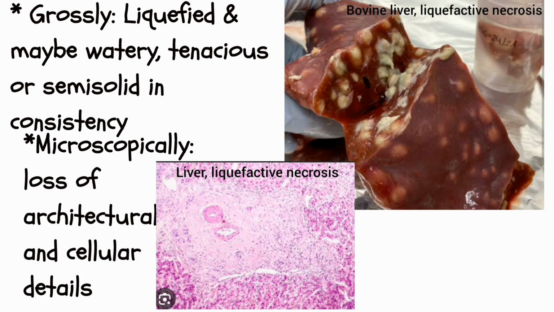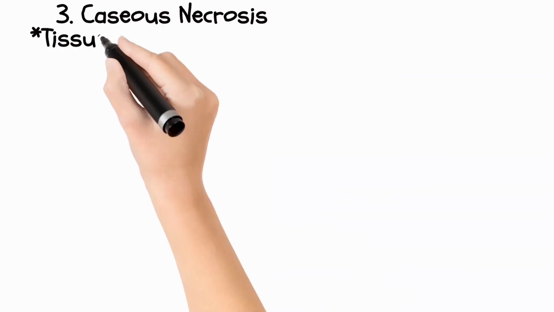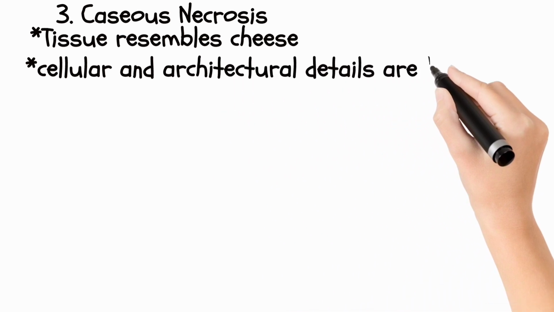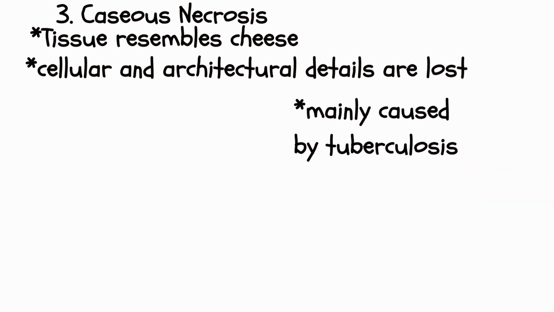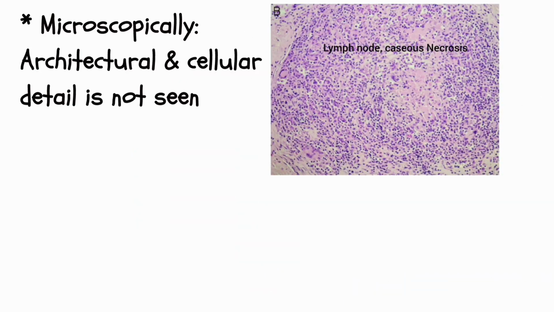The third type of necrosis is the caseous or cheesy necrosis. It is characterized by the conversion of dead tissue into a homogeneous granular mass resembling cheese. Both cellular detail and architecture are lost, and it is encountered mainly with tuberculosis in animals. Tuberculosis is caused by Mycobacterium. Grossly, the necrotic area is granular, resembling cheese. Microscopically, architectural and cellular details are not seen.